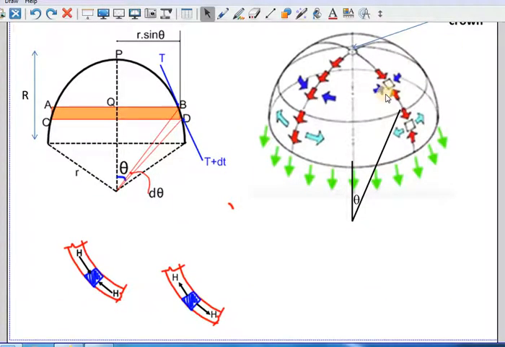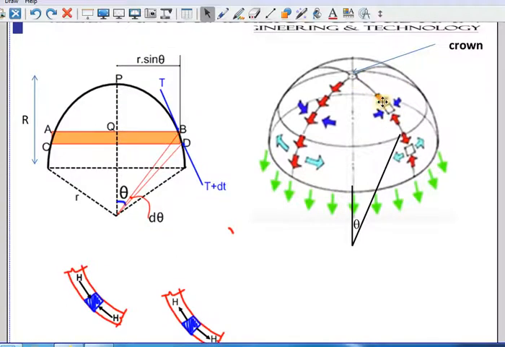As I told you, as you come down, it will be positive here. All your H is compression in nature. This top portion is called the crown. The H is a compression. The blue color line is a compression.